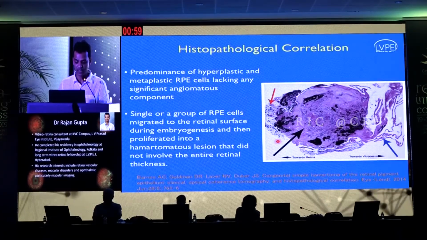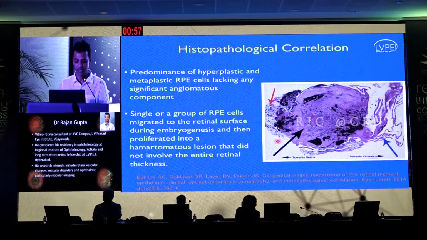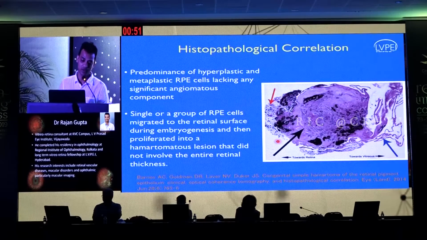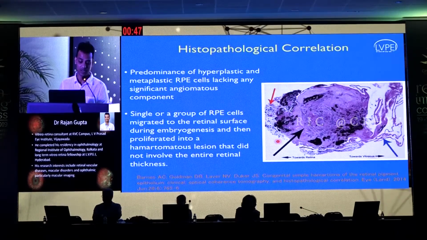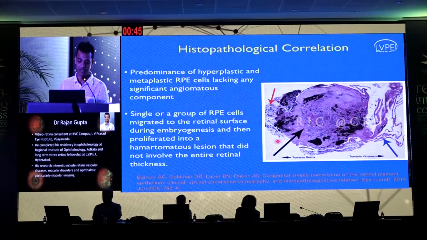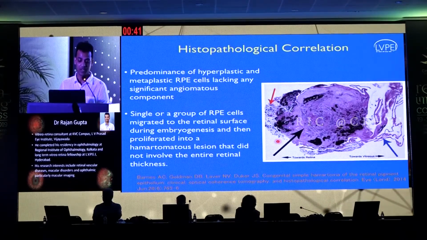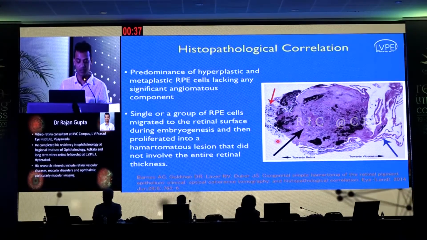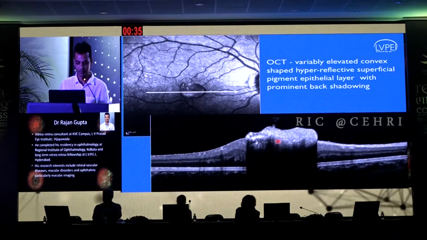The single case which they have studied histopathologically showed the predominance of hyperplastic and metaplastic RPE cells lacking any significant angiomatous component. So they postulated a hypothesis regarding the pathogenesis of this entity as single or a group of RPE cells which migrate to the retinal surface during embryogenesis and then proliferate into a hamartomatous lesion that did not involve the entire retinal thickness.